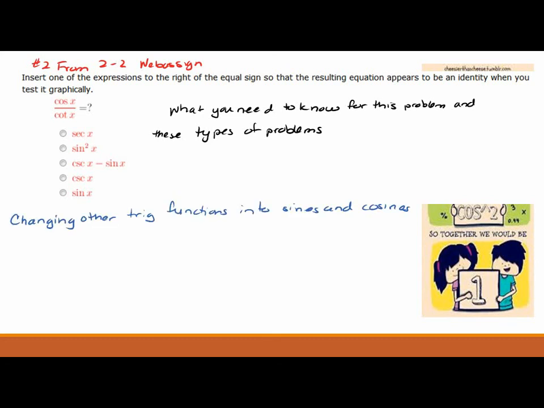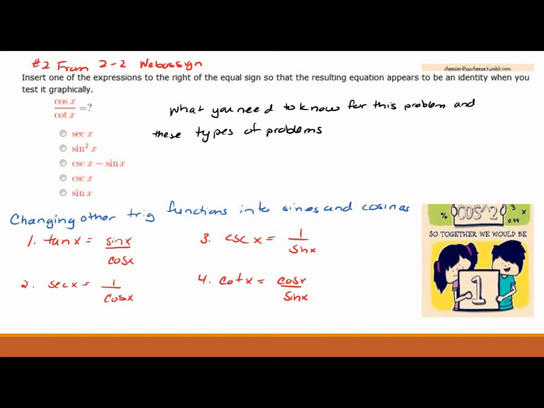Well, you need to know how to change other kinds of trig functions back to sines and cosines. So these are the rules that you need to know. Tangent x is sine x over cosine x. Secant x is 1 over cosine x. Cosecant x is 1 over sine x. And cotangent x is cosine x over sine x. Those 4 things, if you know them, these problems will just kind of fall out because you'll just do the algebra by converting them. And this is a problem on the quiz where I just give you these and I ask you in a blank to change it to sines and cosines.